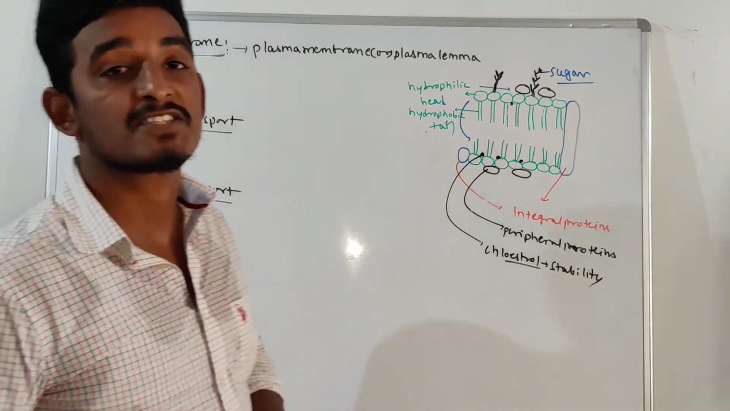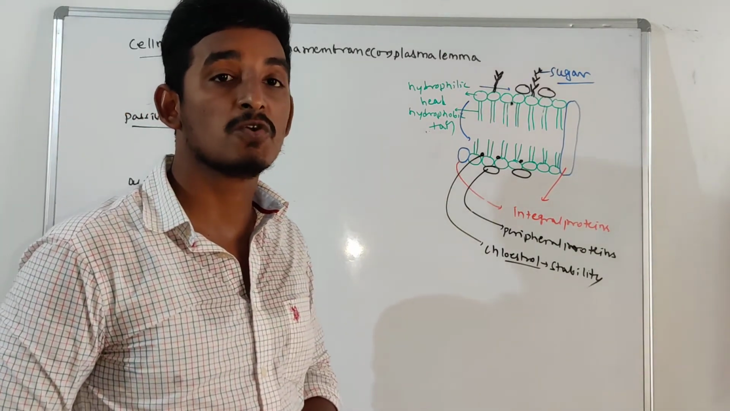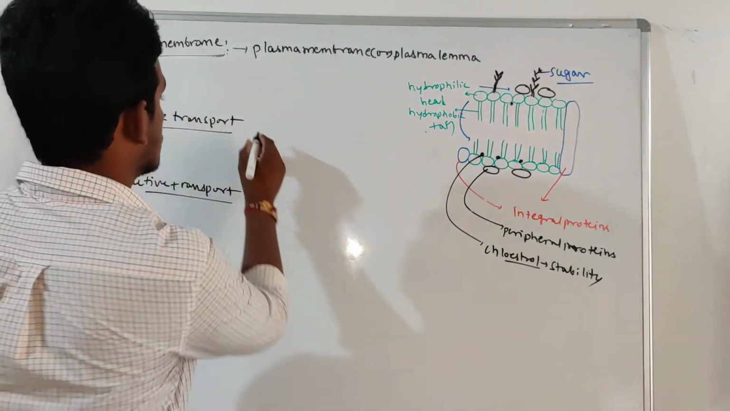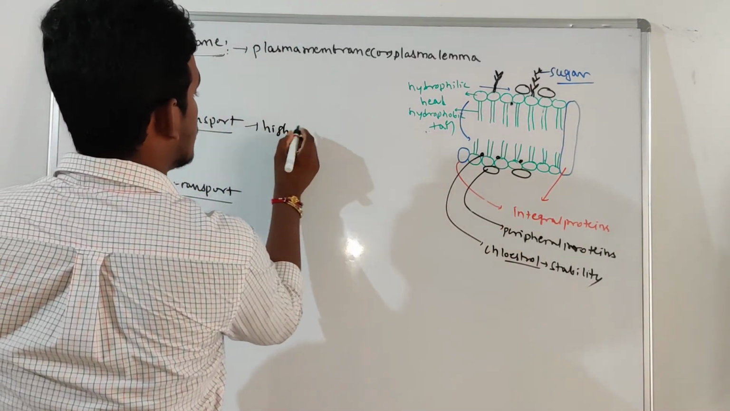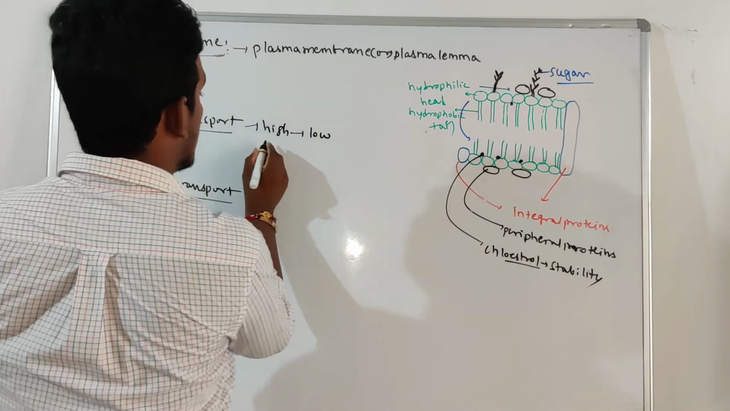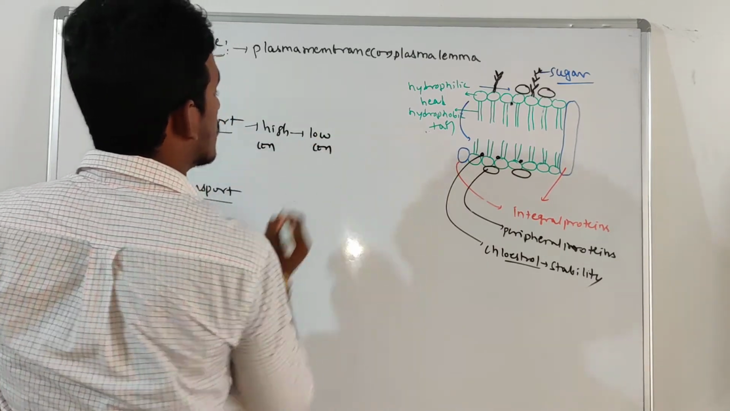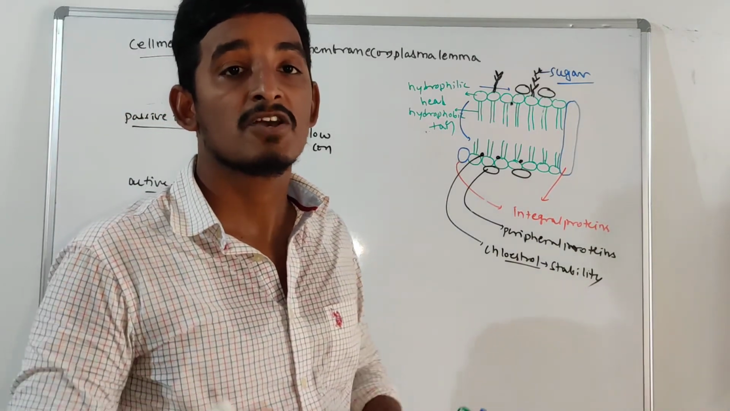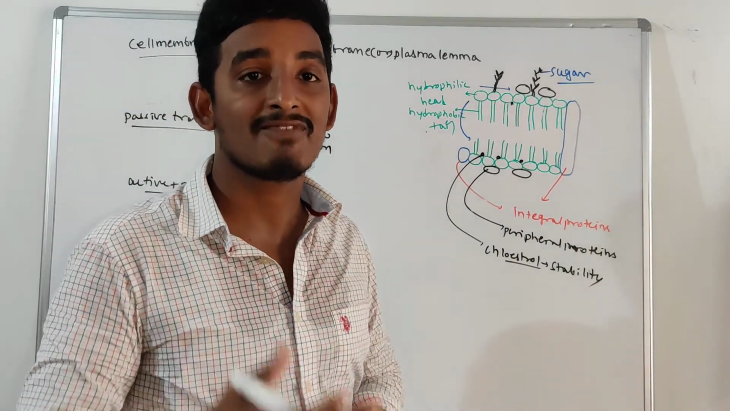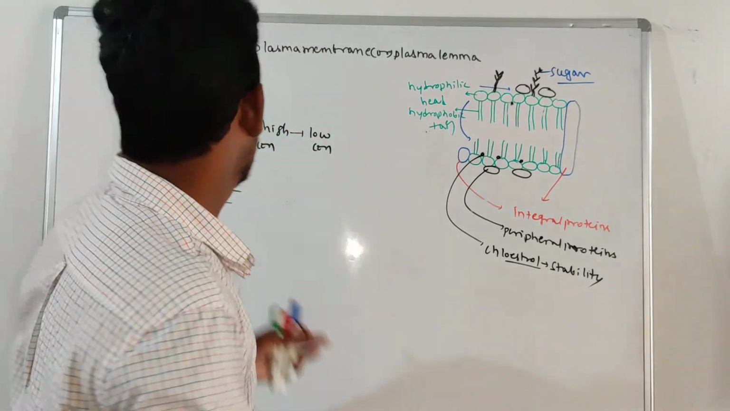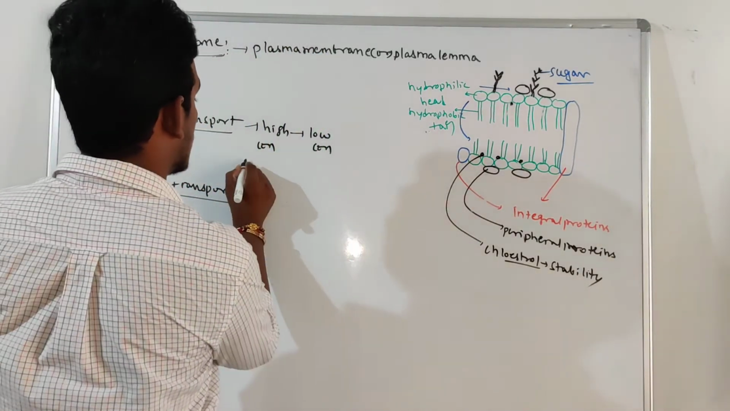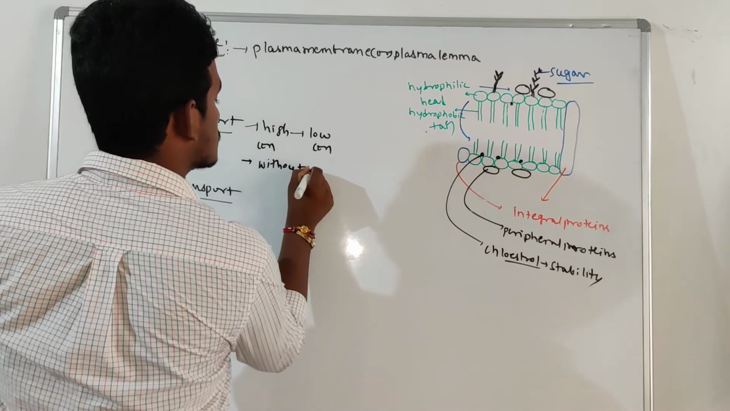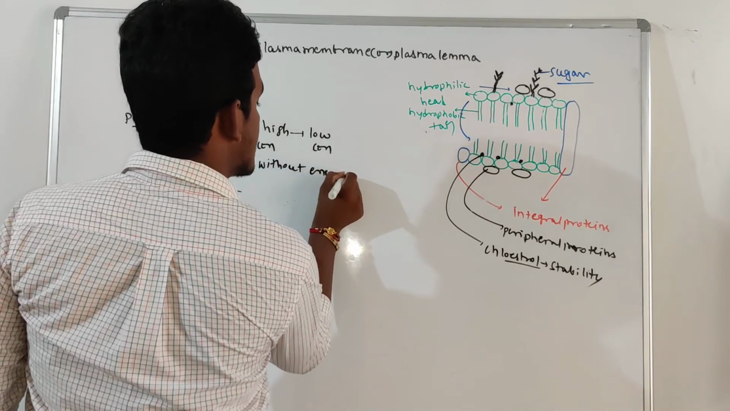What is passive transport? The movement of molecules from higher concentration to lower concentration. The movement of molecules takes place from high concentration to low concentration along the concentration gradient, without using ATP or energy. Then the type of transport we call that is passive transport, without energy.